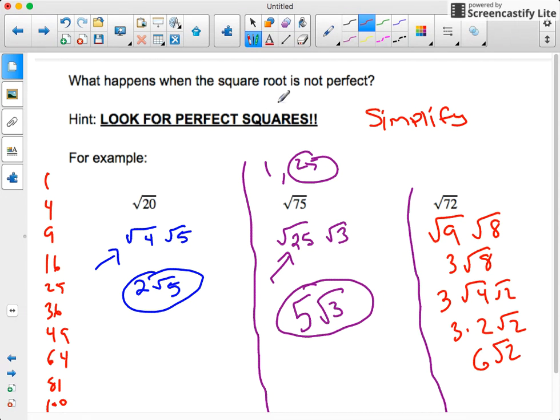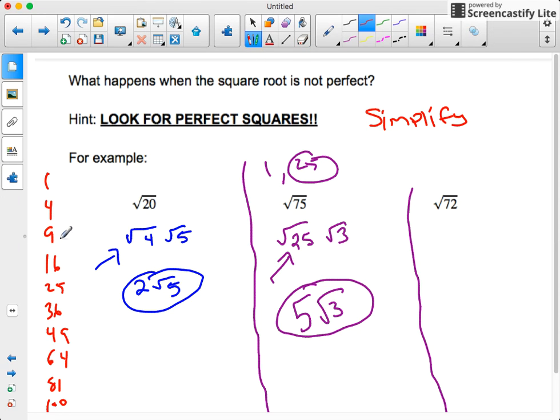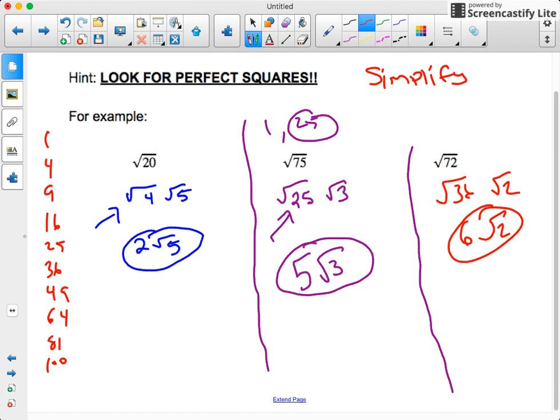The reason I try to point out the biggest perfect square is because watch how much easier this becomes. I picked 4, I picked 9. Let's pick 36. 36 and 2. What is the square root of 36? 6. And that is our final answer. All right, guys, try the following examples, give it your best, and we'll go over it after.